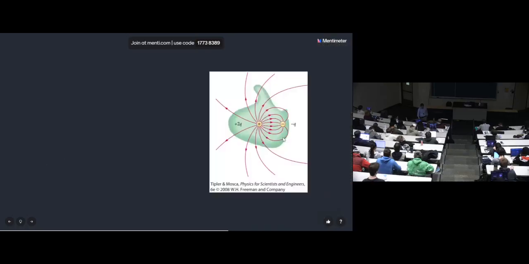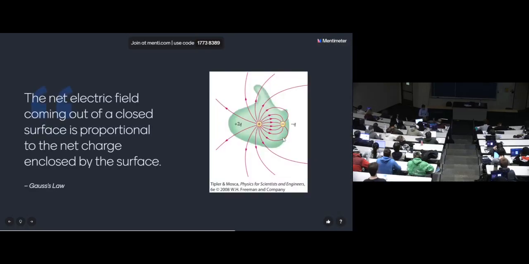So we derive Gauss's law. Gauss's law is stated as the net electric flux coming out of a closed surface is proportional to the net charge enclosed by the surface. That is to say, the electric flux out of an enclosed surface is proportional to how much charge is inside the closed surface. That's it.